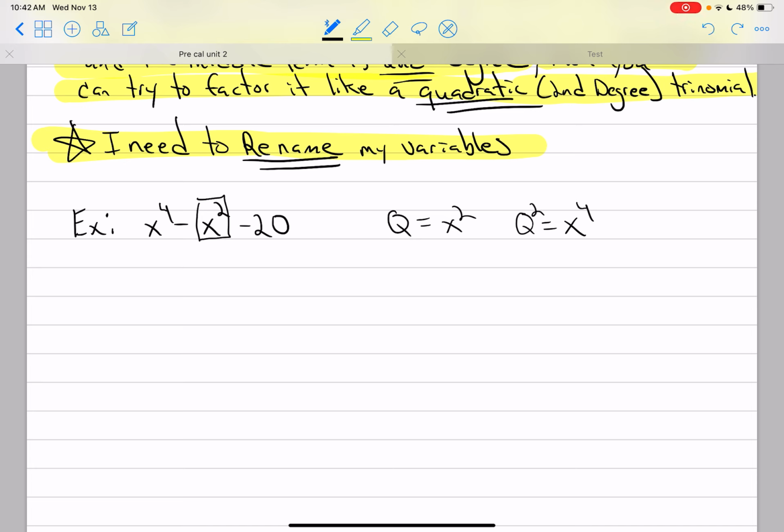So, notice I'm saying I'm going to need to rename my variables. This is the hardest part. Notice, this is x squared. I'm just going to call that q.